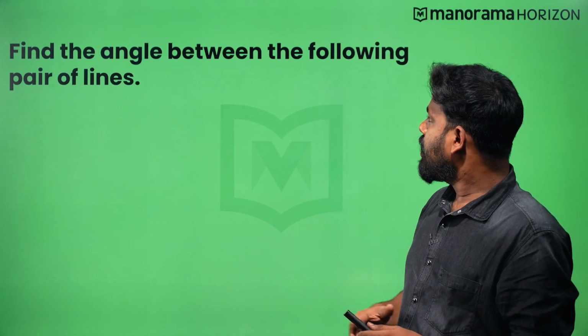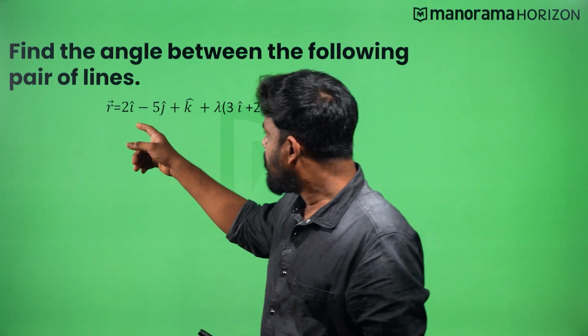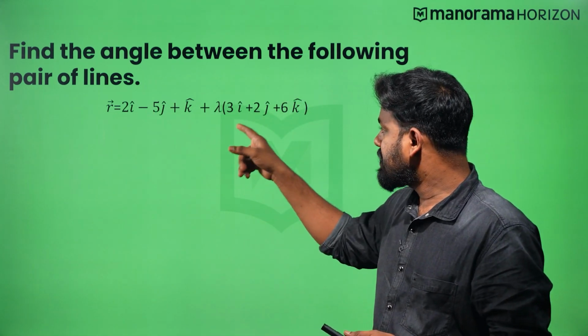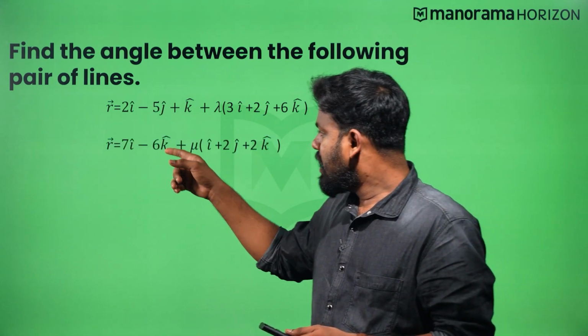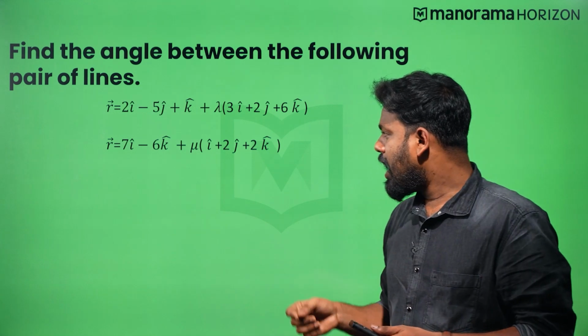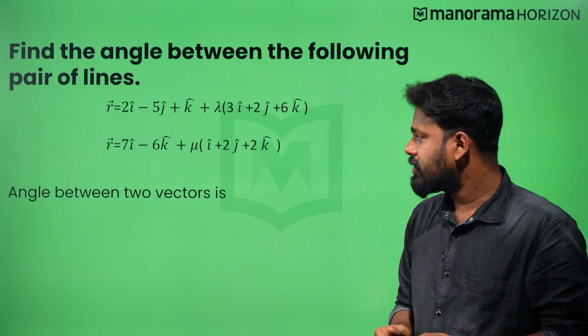Now, find the angle between the following pair of lines. The first one is 2i minus 5j plus k plus lambda into 3i plus 2j plus 6k. That is the first line. And the second line is 7i minus 6k plus mu into i plus 2j plus 2k. So, these are the two lines. I need to find the angle between these two lines.